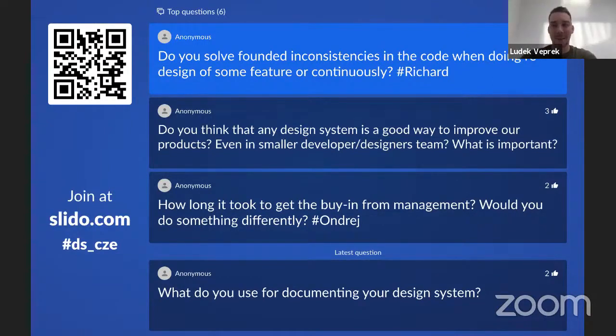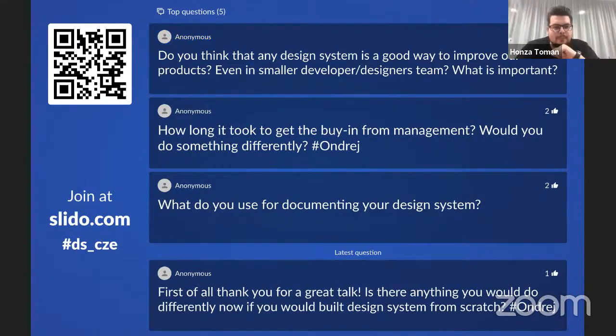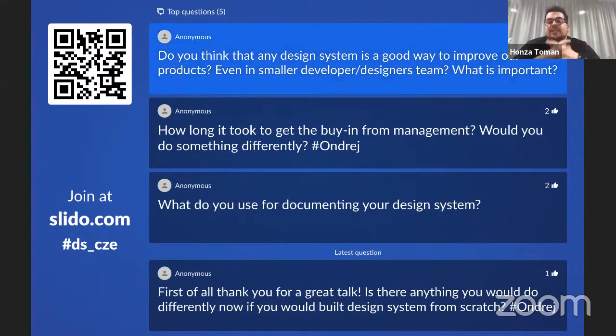Okay, great. Next question. Do you think that any design system is a good way to improve our products, even in a smaller developer and designer team? What is important? I think we can ask both our speakers on this. Let's start with Ondřej.